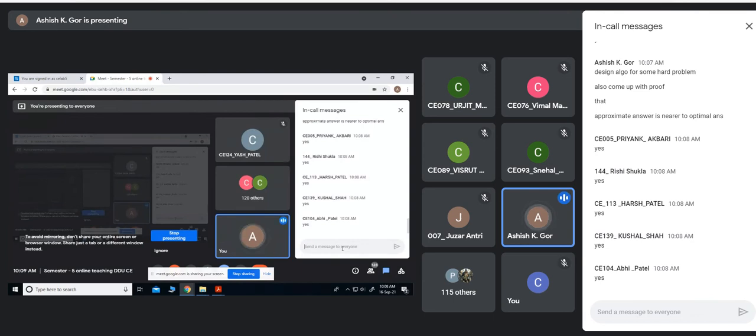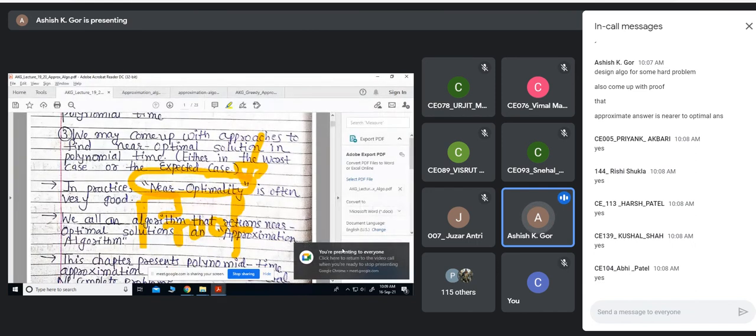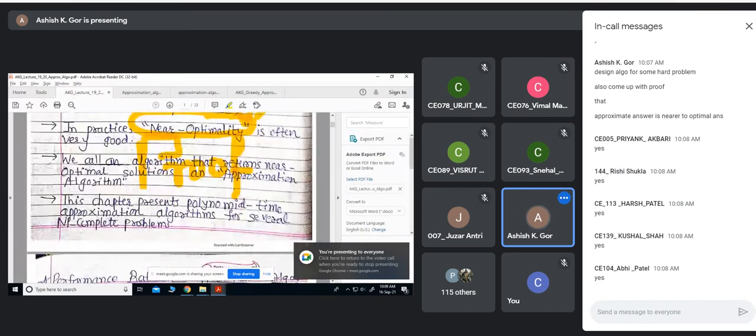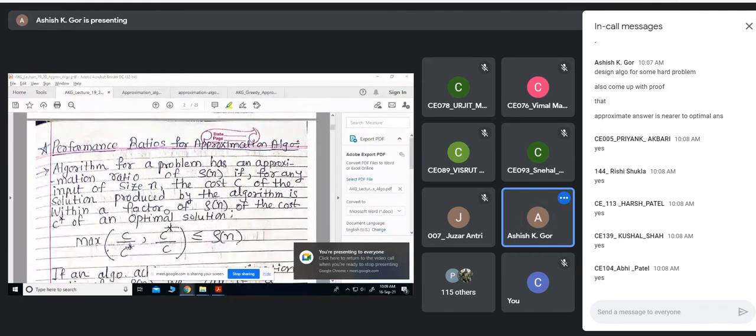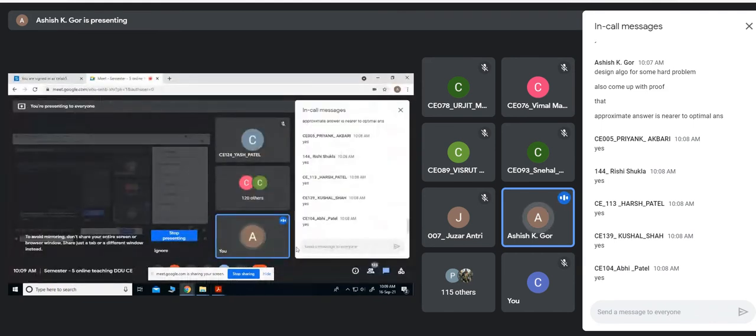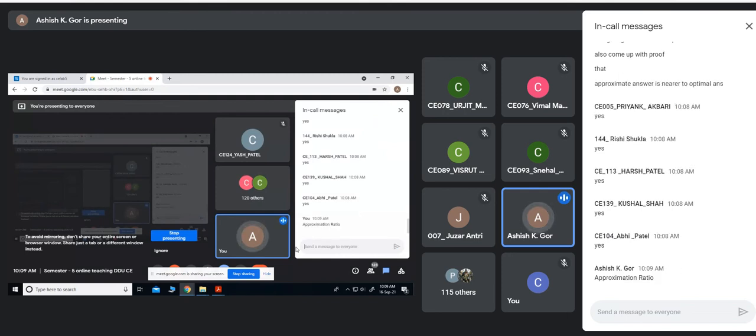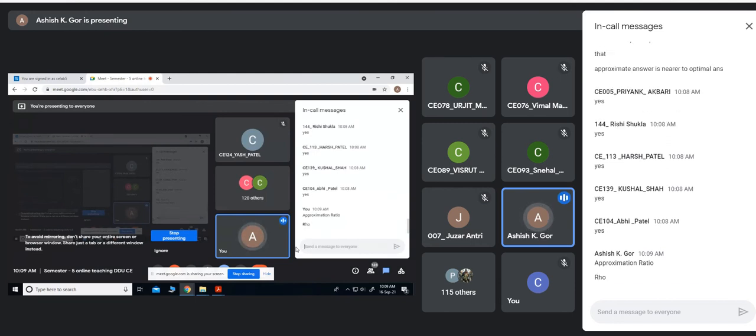Fine. So let us see the first idea. The first idea is to define a concept of approximation ratio. Approximation ratio, which I should write as rho, the Greek symbol rho. Okay, let us try to understand what is the meaning of this.